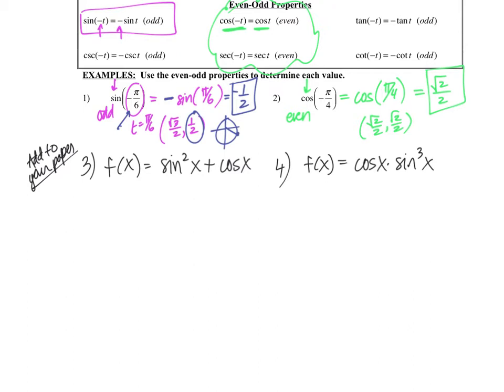Okay. Number 3. So you need to add these to your paper, okay, because this is using it in a different way. So in the first part, you could find these spots on your circle and get the answers. But in the second part, you need to do something different to use the even and odd properties. So here I'm saying, for number 3, and you can pause the video to write it down, f of x is equal to sine squared of x plus cosine of x. So if I need to know if this is even or odd, the first thing I'm going to do is replace x with negative x. So this means I get the sine squared of negative x plus the cosine of negative x.